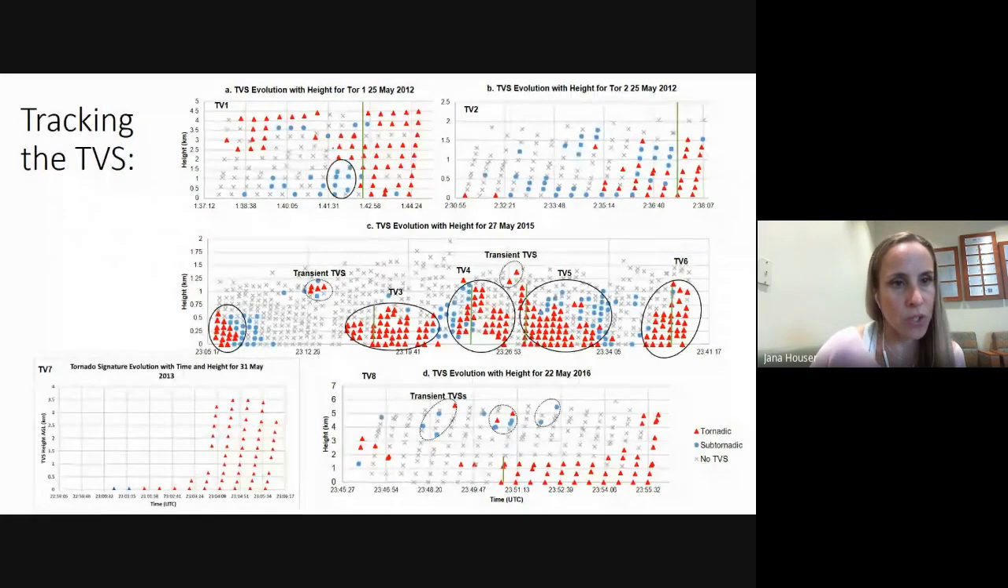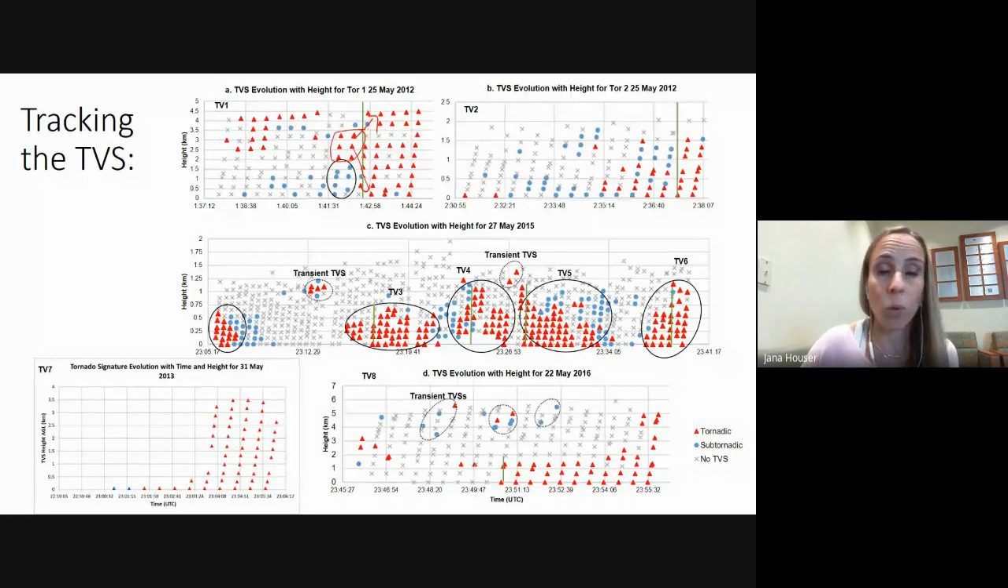Okay, so for this first tornado, this is kind of interesting. We see definitely some subtornadic rotation at low levels, but we do see a signal that illustrates maybe a little bit of a top-down process going on here. So we see our TVS occurring first between about 2 and 3 kilometers, and then pretty quickly it descends and simultaneously ascends.